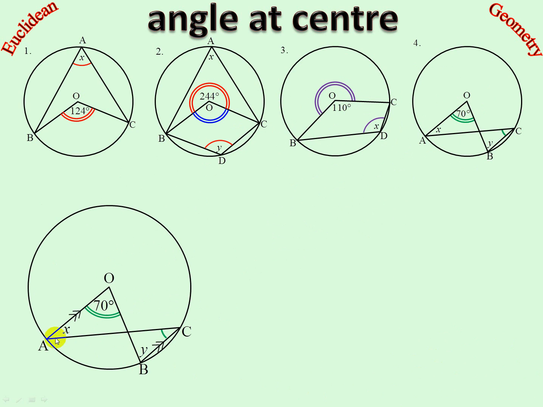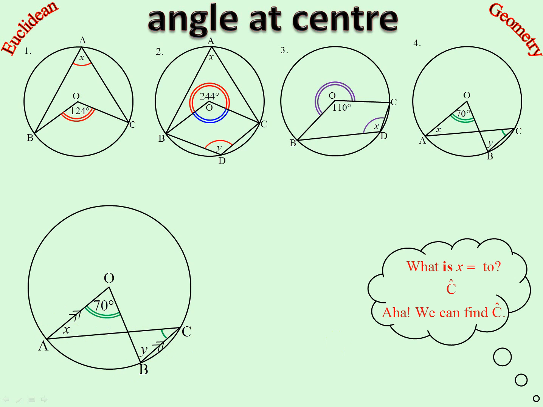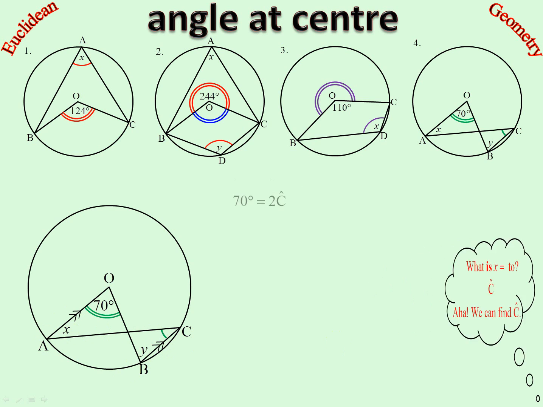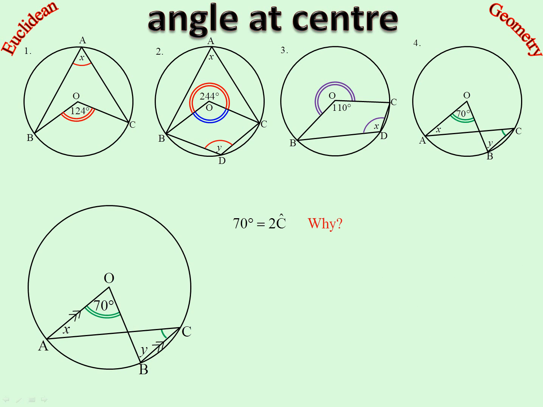This one here, that x is not equal to any other angle by angle at center or circle theorems, but that x is equal to c there. Alright, so if we said what is x equal to, x is equal to c, and we can find c. See there the greens? So what is x equal to c? Aha, we can find c. 70 degrees equals c. Why? Well, angle at center. So 2c, that is. 70 degrees equals 2c. So c is 35 degrees. And x is equal to 35 degrees then.